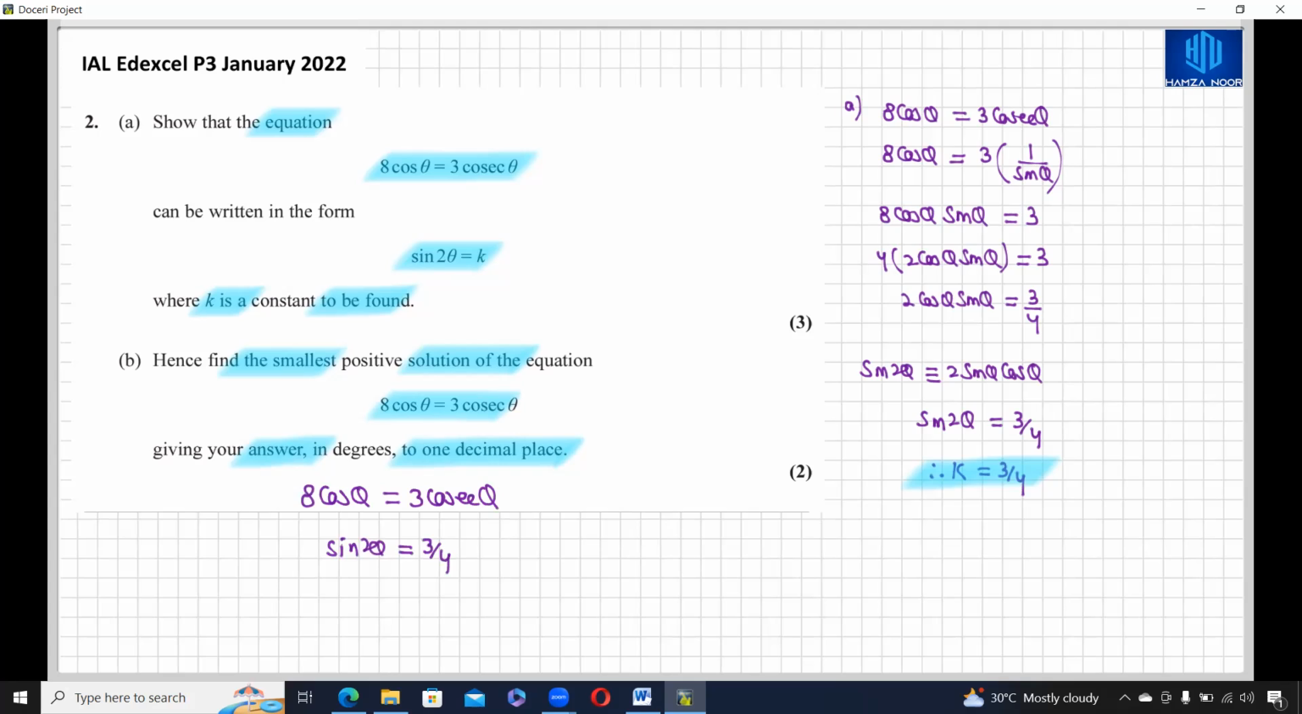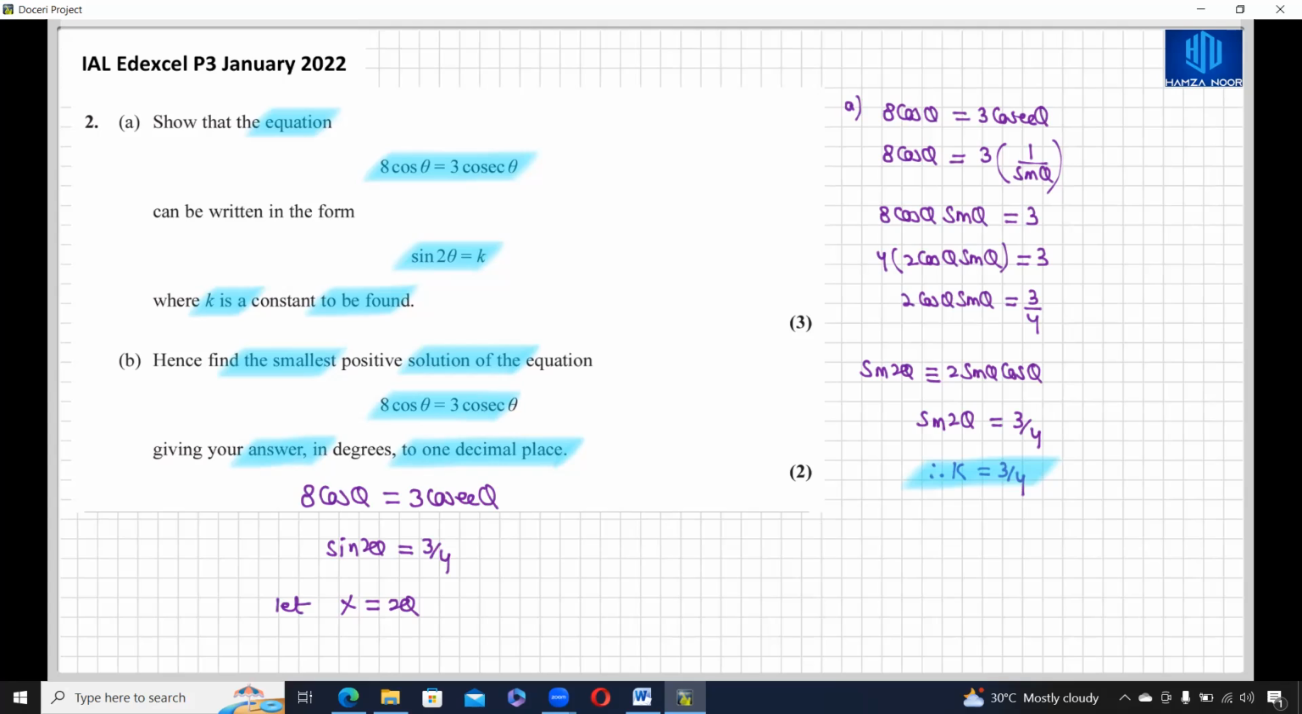An interval for theta is not given, but you need to find the smallest positive solution. What we can do here is take a substitution. Let x equal 2 theta. First, you find the smallest positive solution of x, and then you will be able to find the smallest positive solution of theta as required in the question.